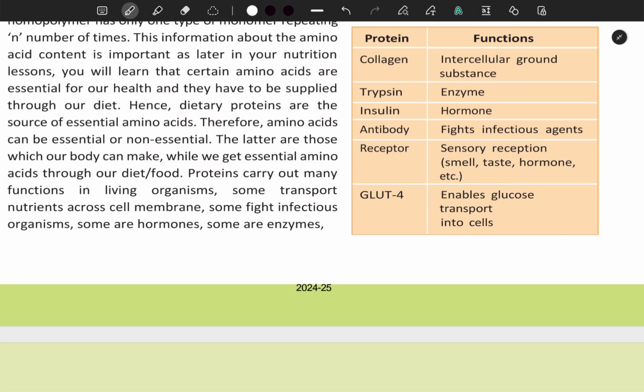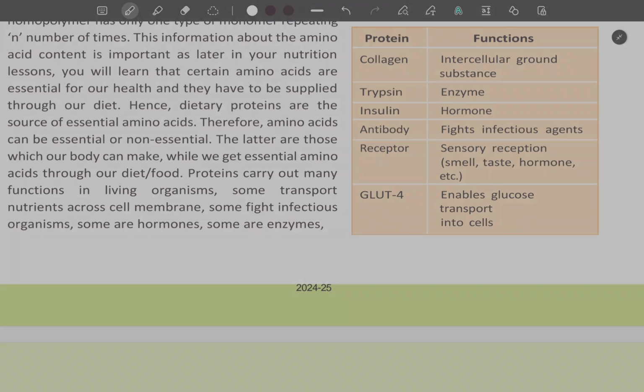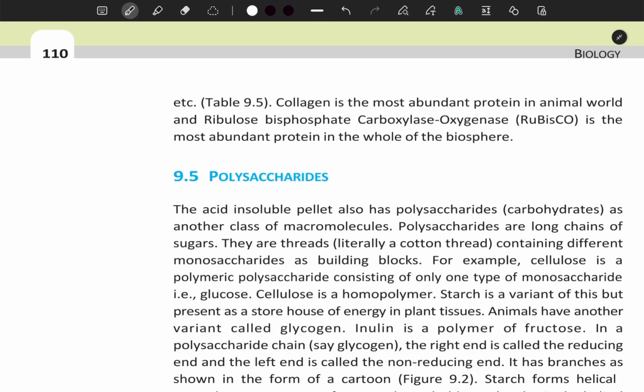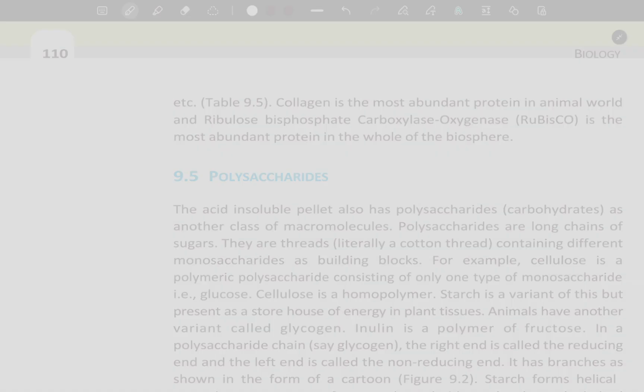Proteins carry out many functions in living organisms. Some transport nutrients across the cell membrane, some fight infectious organisms, some are hormones, some are enzymes, etc. Collagen is the most abundant protein in the animal world and ribulose bisphosphate carboxylase oxygenase, rubisco, is the most abundant protein in the whole of the biosphere.